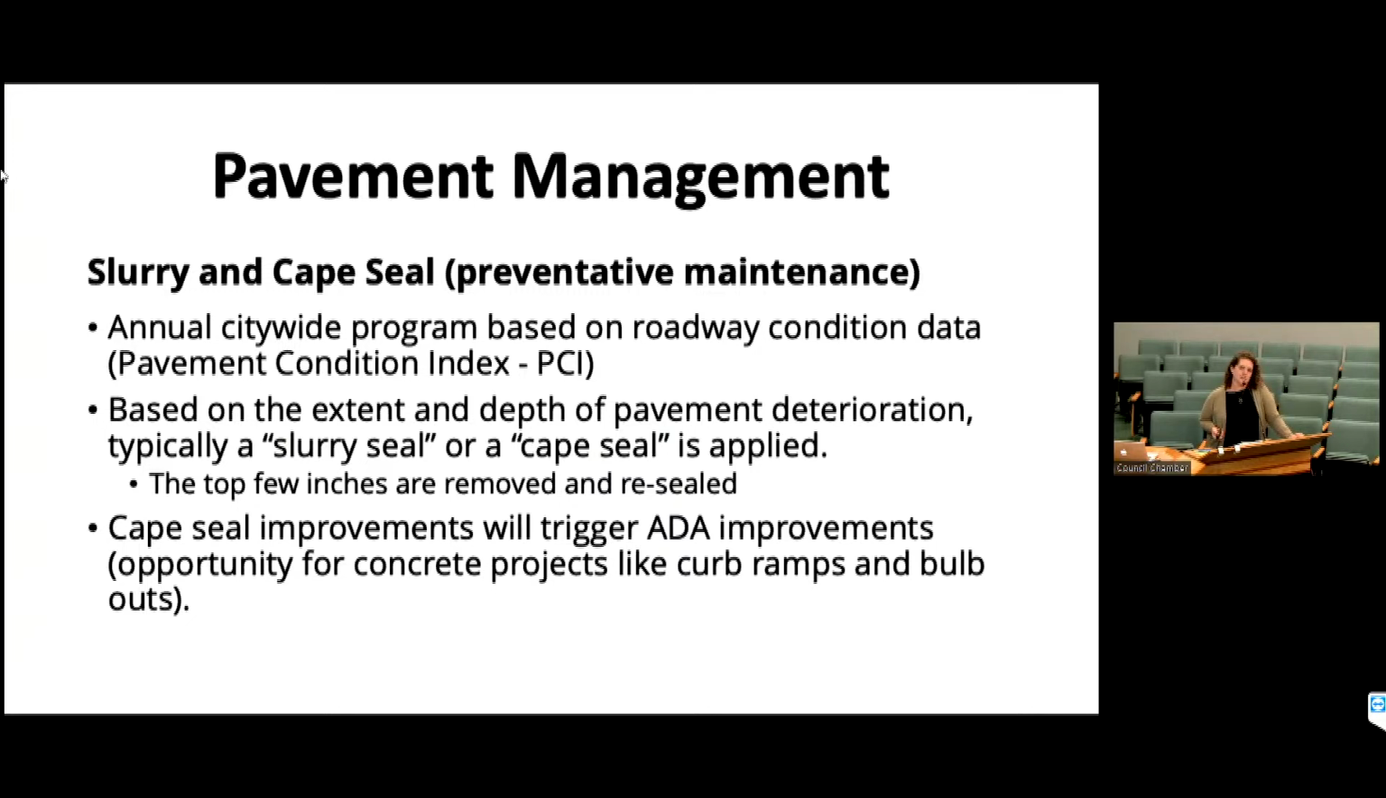So talking about what this is. Based on the extent and depth of our pavement deterioration, we'll do either a slurry seal or a cape seal. And really this is just taking off the first few inches, maybe a little more for cape, and then replacing it with a seal to preserve the lower levels. So again, slurry seal is a couple inches, and then cape's a little bit more. And anytime we do cape, we trigger ADA improvements. So this would be concrete work, curb ramps, if appropriate, bulb outs, depending on where we're doing the work.